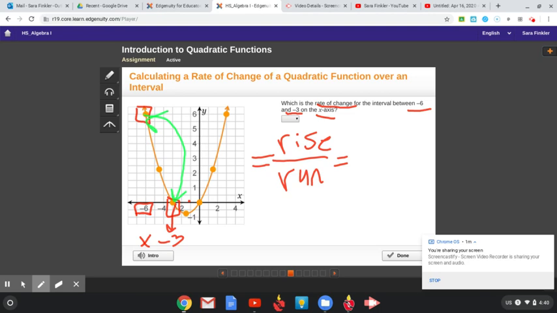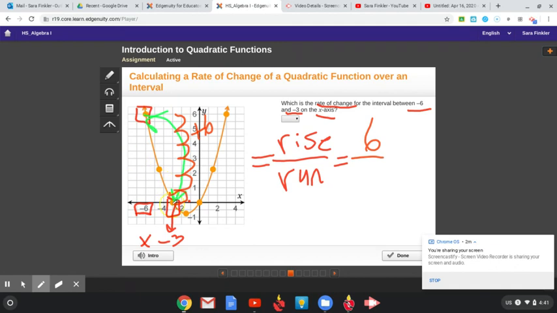Okay, so we're going to start with our rise, and we can start at the bottom. So notice we're not going to count every tile. We're going to start at 0. It's going to go up 1. So 1 is 2 tiles. So we're going to go up 1, up 2, up 3, up 4, up 5, up 6. So we went up 6. So our rise over here is 6.